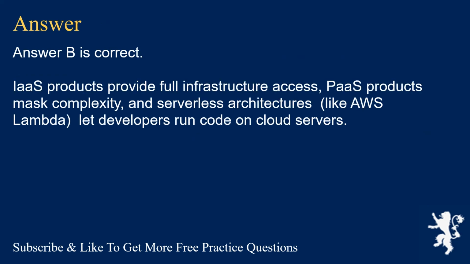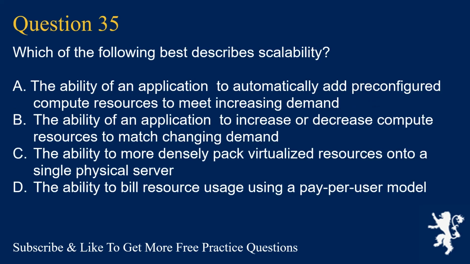Answer B is correct. IaaS products provide full infrastructure access, PaaS products mask complexity, and serverless architectures, like AWS Lambda, let developers run code on cloud servers. Question 35. Which of the following best describes scalability?